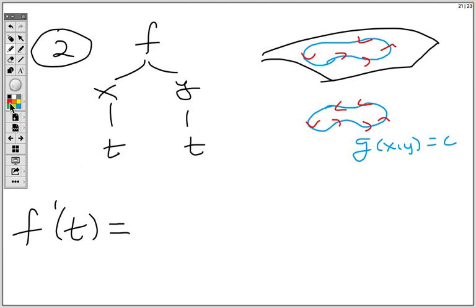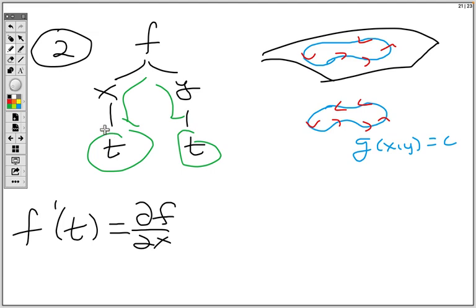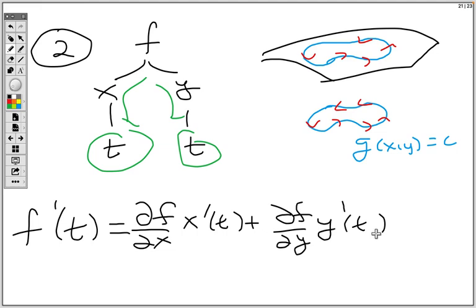All right. And how do I get to t? I can go via the x or via the y. So I use chain rule. Chain rule says I take the partial derivative of f with respect to x times the derivative of x with respect to t, plus the partial derivative of f with respect to y times the derivative of y with respect to t.